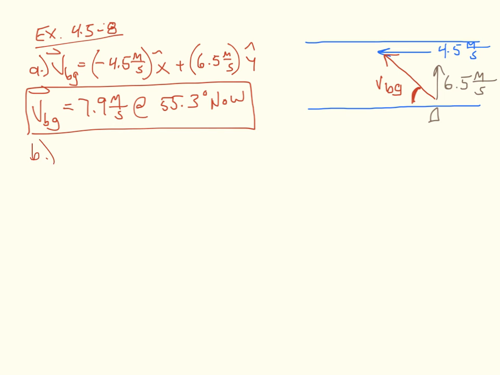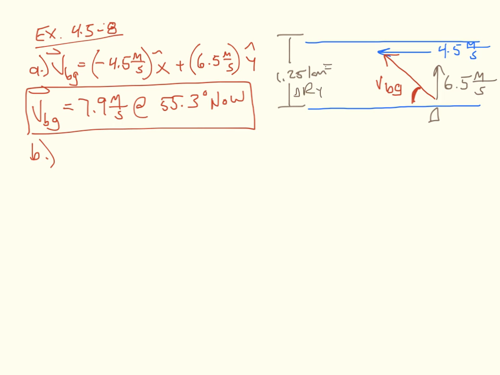So, part B. How long did it take the boat to cross the river if the river is 1.25 kilometers wide? Now we're introducing not just velocity, but also some displacement. The 1.25 kilometers, that's that width right there. So we can say that's the displacement in the y direction, and I'll call that delta r y. How long did it take the boat to cross the river if the river is 1.25 kilometers wide?